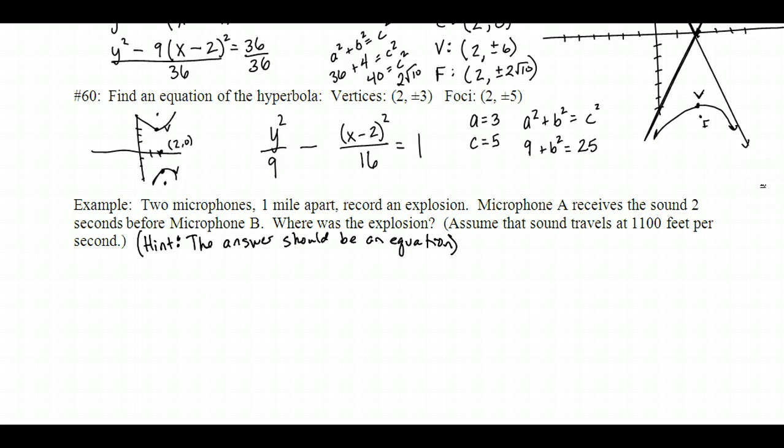So I have my 2 microphones. They're 1 mile apart, but they tell me our sound travels 1,100 feet per second. Therefore, I'm going to write my miles in terms of feet so that I have the same units here. So if we have 1 mile, I know that that's equivalent to 5,280 feet.